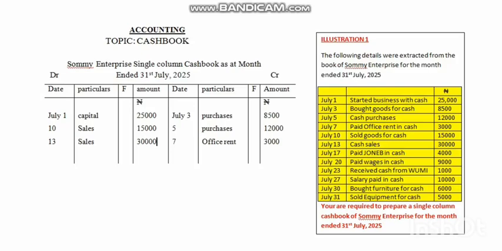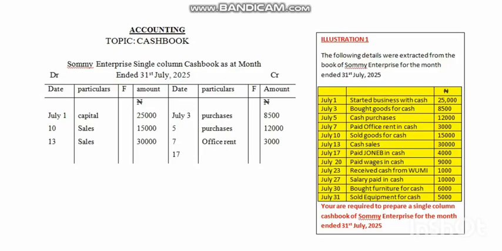Then what happened again? On 17th July, paid Joneb in cash. When you pay Joneb, the money is going out of the organization, so it should be recorded on the credit side. So July 17th. Who did you pay? Joneb. I want to tell you something.